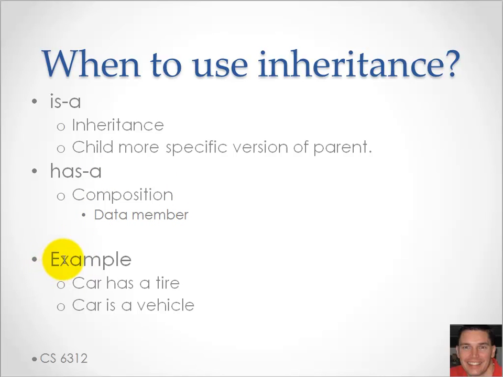So here, the example, we've got the car has a tire, so that means has-a composition. We're going to think that a tire is going to be a data member of the car class. Or if I say car is a vehicle, now we've got inheritance because we have the is-a relationship, so the car is going to be a subclass of a vehicle.